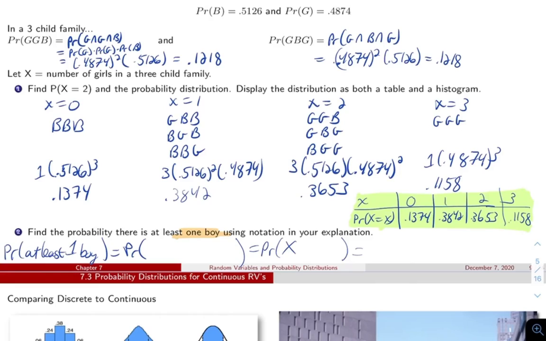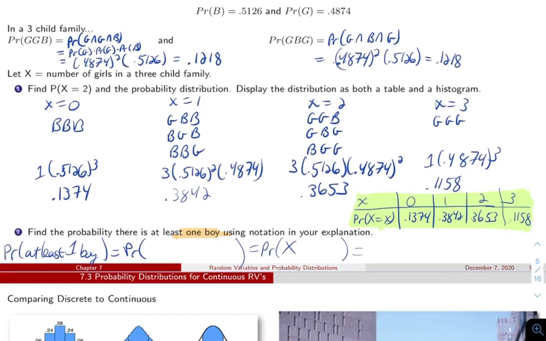Going in a similar manner, 3 ways with 2 girls and a boy. 3 times probability of boy times probability of girl squared produces this. And then finally, girl, girl, girl. Only one way of arranging that. The probability of girl is there, cubed, and you get that. Putting these into a table that summarizes it, the probability that capital X equals lowercase x, where X is the number of girls in a 3-child family, is 0, 1, 2, or 3, with those 4 probabilities there.